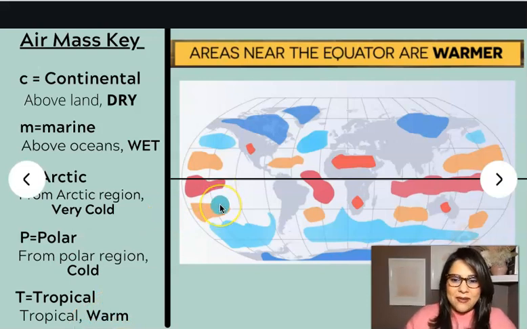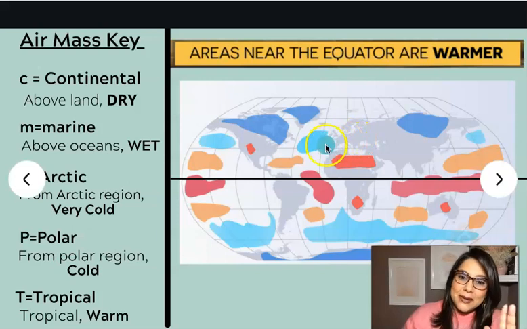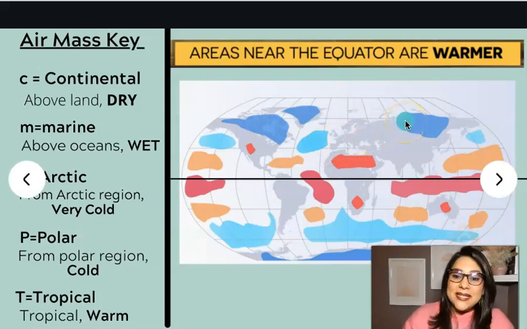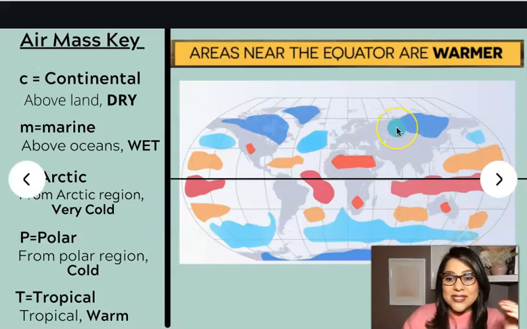Also notice how the air masses close to the equator are in red, because that means they're pretty hot. And the orange ones also mean that they're warm. But as you move away from the equator, the colors start to change, right? So light blue and dark blue, because that means that the air masses are getting cooler since they're receiving less intense and less direct sunlight.